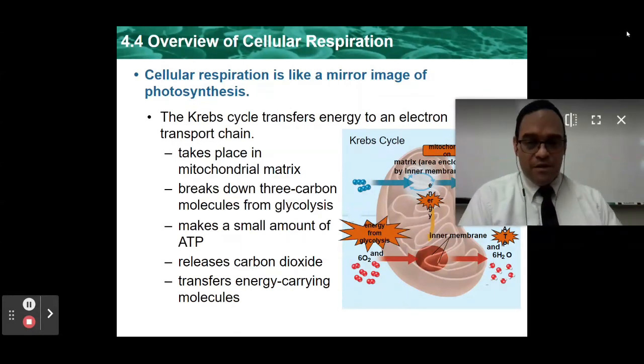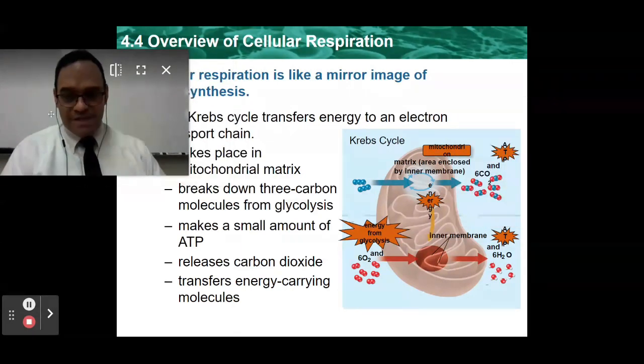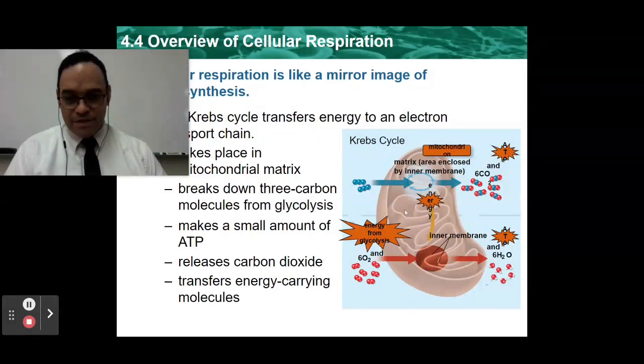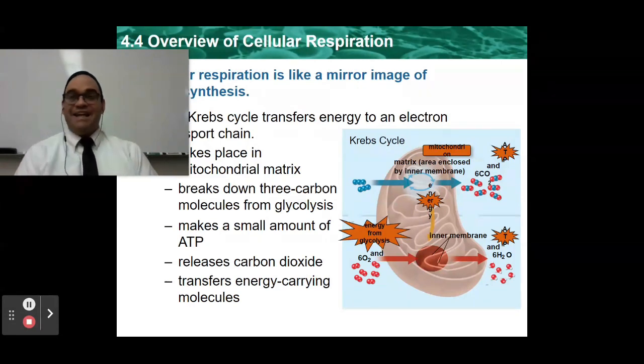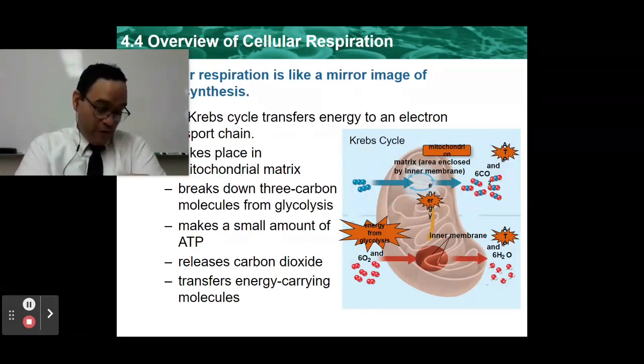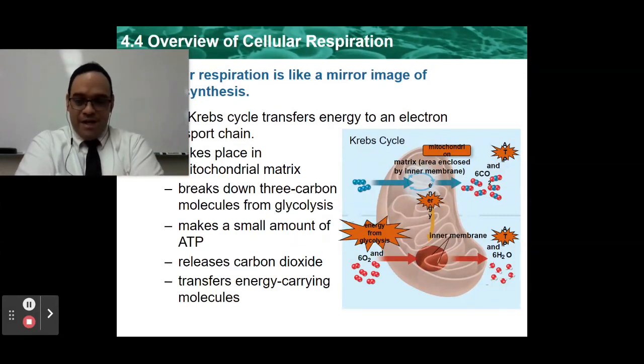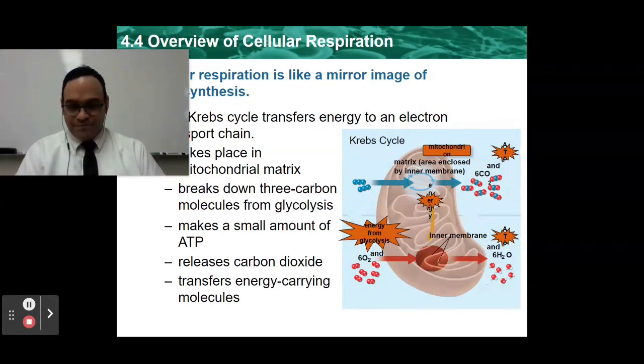The Krebs cycle. The Krebs cycle is the top half of this picture. So if I take this line and I look at the top half, that's the Krebs cycle. It's taking the two halves of glucose from glycolysis. You're spinning it around in a system inside of the mitochondrial matrix. That's inside the inner membrane. I call it the inner part of the mitochondria. I don't know if you noticed mitochondria has two membranes, and it's inside the inner.